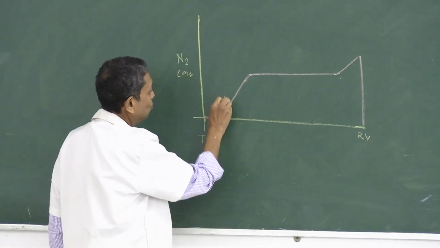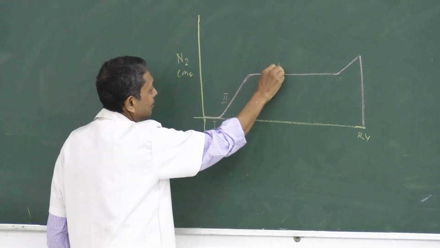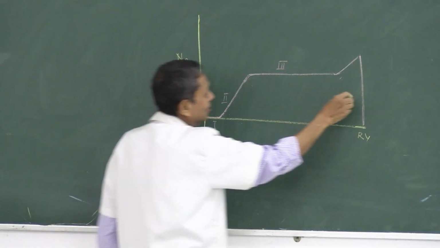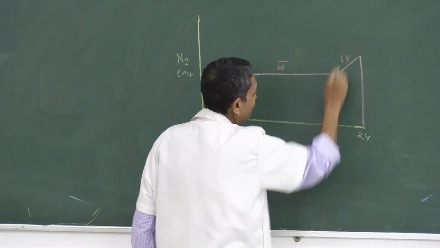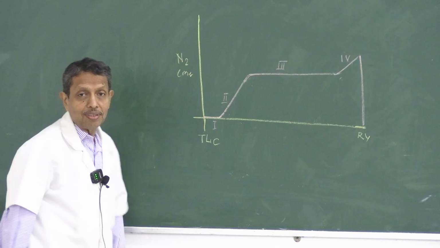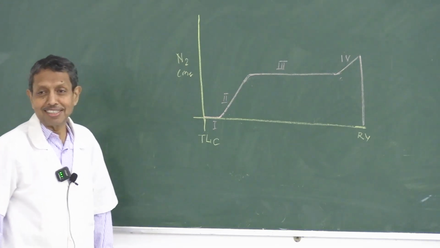One, two, three, and four. These are the phases of nitrogen elimination in the single breath nitrogen test.